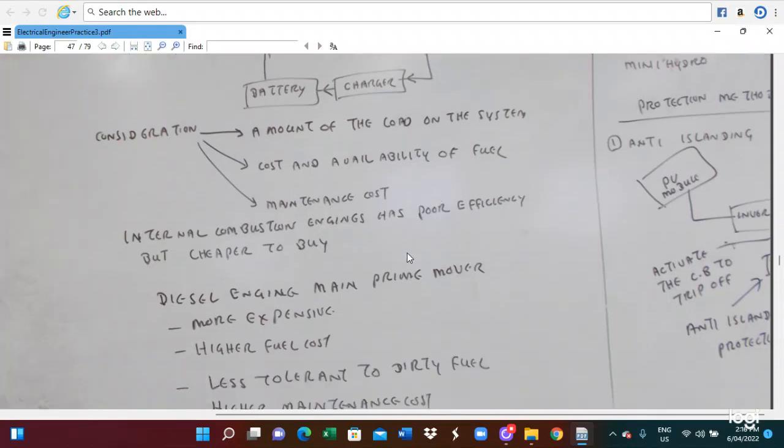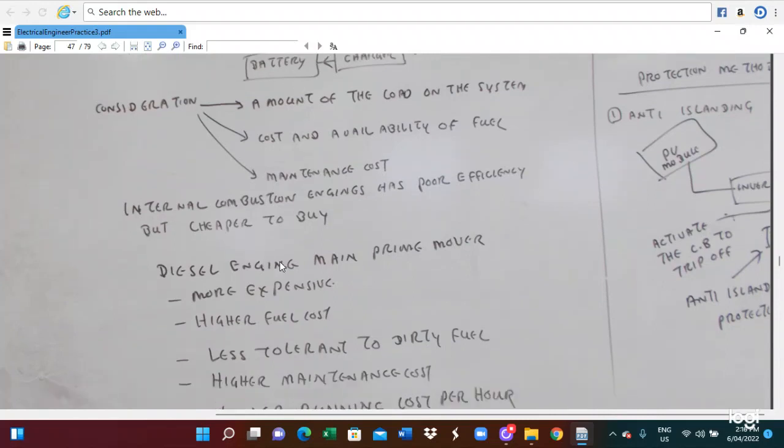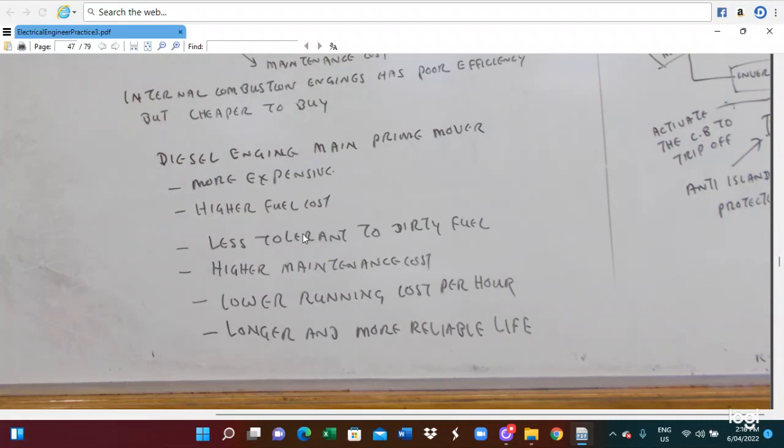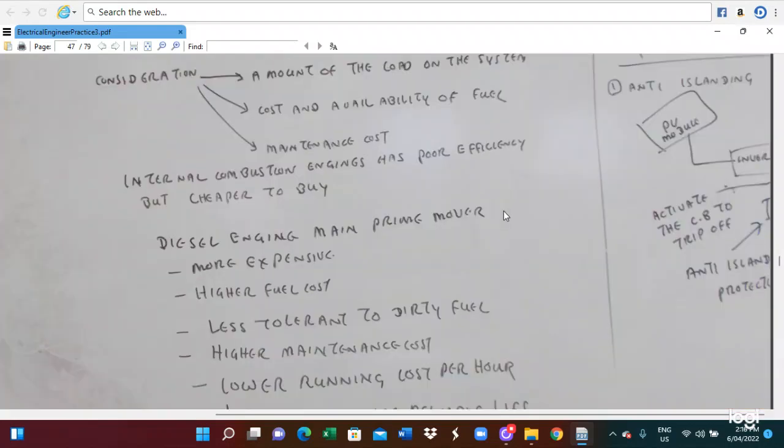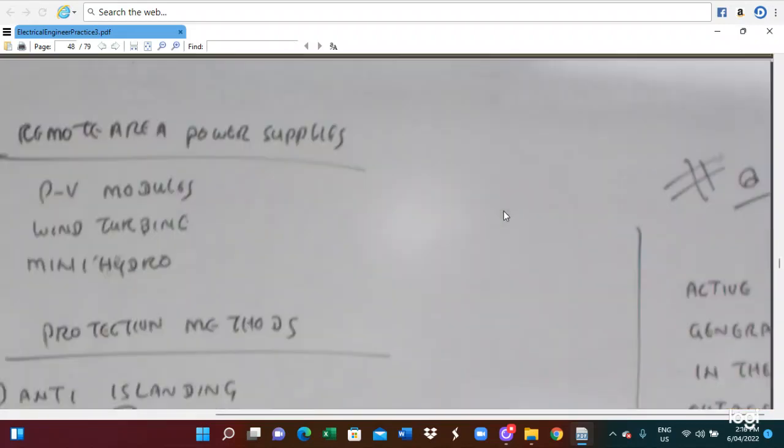The internal combustion engine has the power efficiency, and is cheaper to buy. Diesel engines are utilized as a main prime mover. They are more expensive, with higher fuel cost, less tolerance to dirty fuel, and a higher maintenance cost, but a lower running cost per hour, and a longer and more reliable life. So this is the feature of the diesel engine.